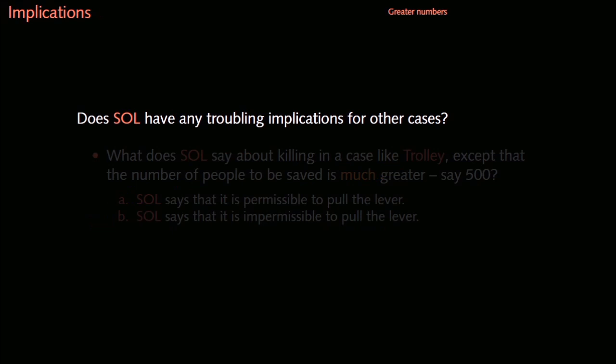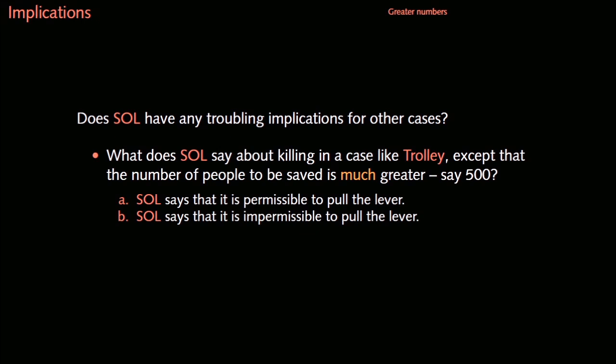First, does it have problematic implications in other cases? So now imagine, just like the original trolley case, but the trolley tracks are really crowded. There's 500 people on the left-hand track. And this trolley is very, very powerful. It's actually going to plough through and kill all 500 people unless you pull the lever. Okay. Well, what does sanctity of life say now? Does it say, A, it's permissible to pull the lever, or B, it's not permissible to pull the lever?